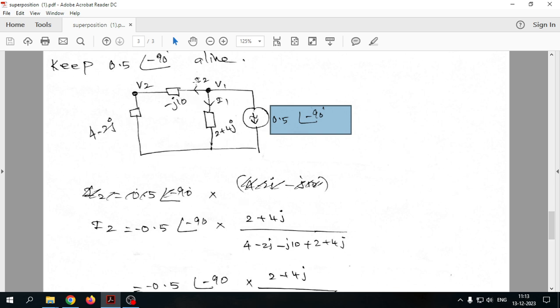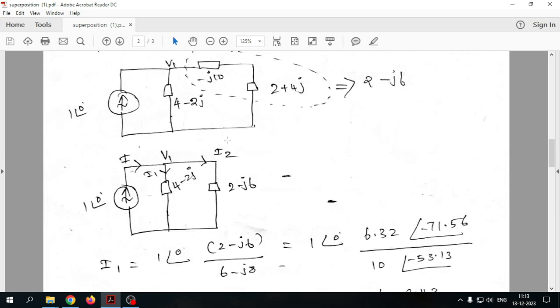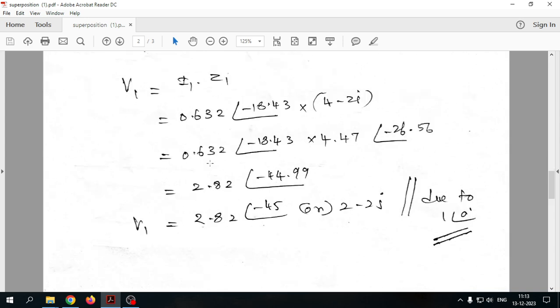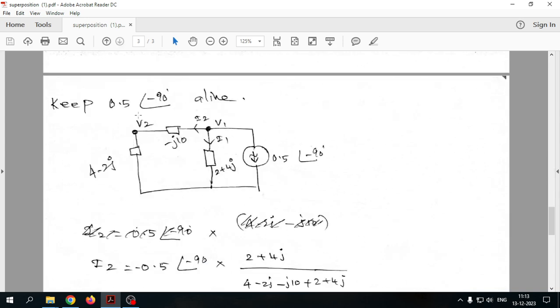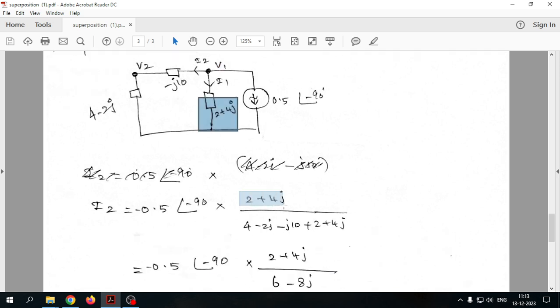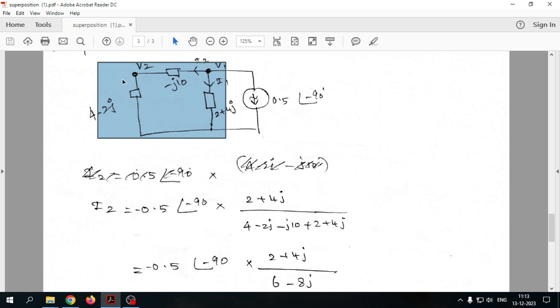What I want to find out is I2 here, because we are going to find the value across 4 minus 2J. I want to know the current value flowing through this, and there is a correction: this is V1, not V2, this is actually V2. So for this case we are going to find the voltage drop across this one. What is the opposite resistance? 2 plus 4J is here, divided by the sum of the opposite branch along with the same branch.